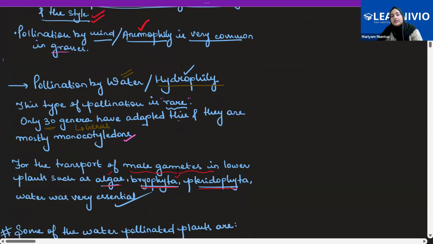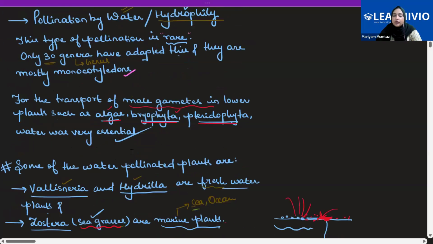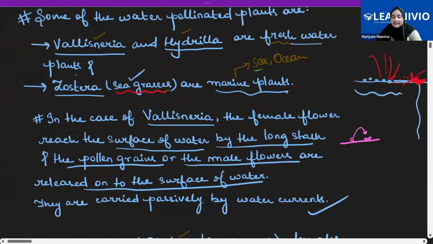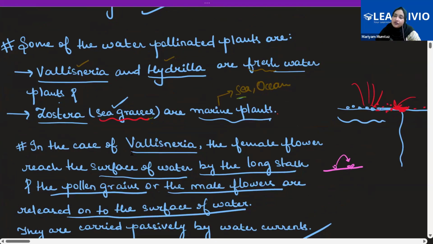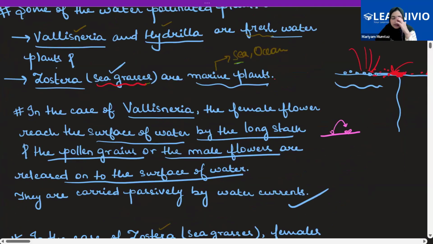So when we talk about pollination by water, this is rare and usually about 30 genera have this type of pollination. Basically, for the transportation of male gametes, it is for aquatic plants like bryophytes, pteridophytes, algae, where water is required for fertilization. Some of the water pollinated plants such as Vallisneria and Hydrilla are freshwater plants. Then there is Zostera, that is a marine plant. So let us see, we have unique pollination types.